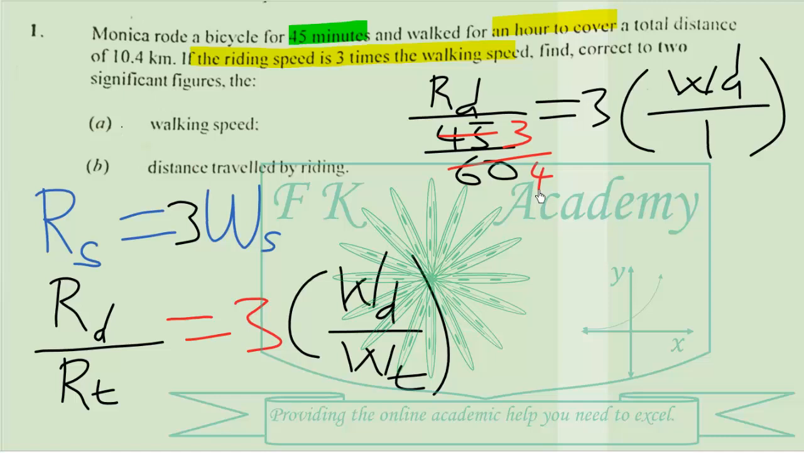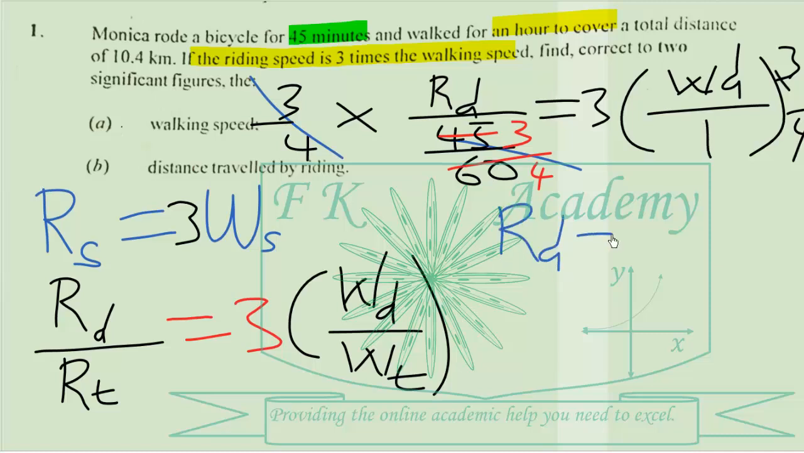So what do we do? We can multiply both sides by 3 over 4. If I multiply this by 3 over 4 and this by 3 over 4, the 3 over 4 here will cancel this 3 over 4. Then we'll have the riding distance now being equal to 3 times 3, which is 9, times the walking distance over 4. So we can call this our equation 1.